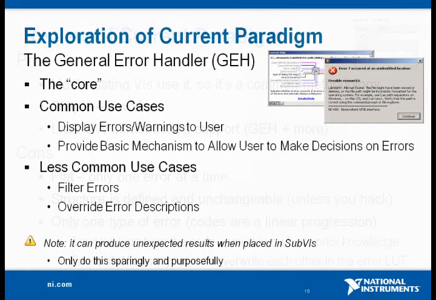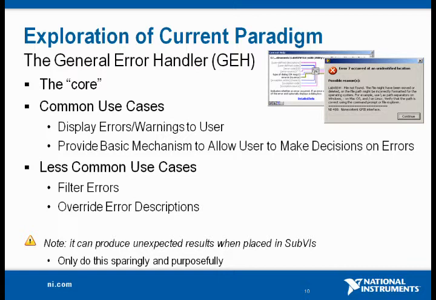The general error handler. It's important that I cover this because we're going to really screw around with it a little later. Common use cases: it's this VI, that little VI that you pop down on your block diagram, and it's the be-all and end-all to handle all your errors. It will display your errors, warn the users, and provide a basic mechanism to allow the users to make decisions when an error occurs.